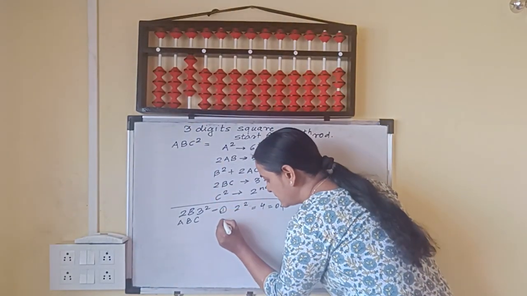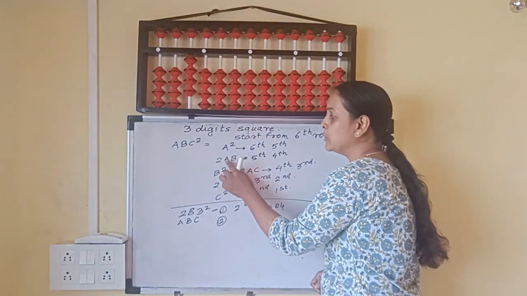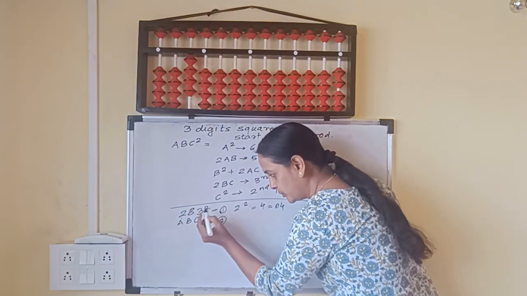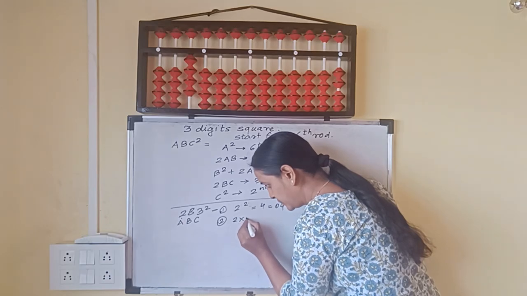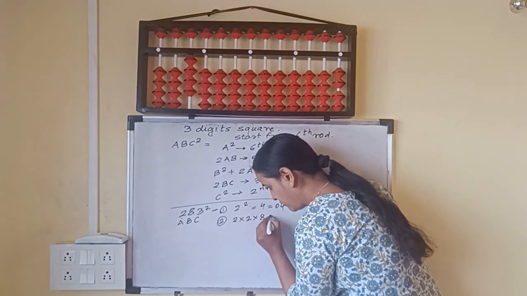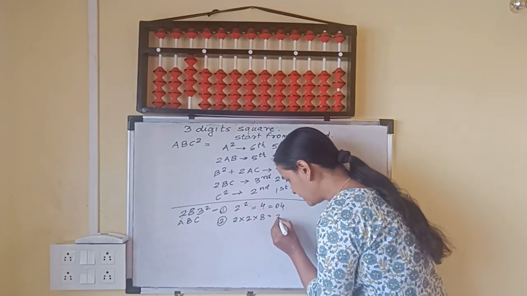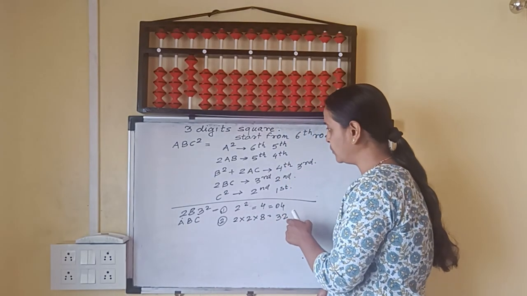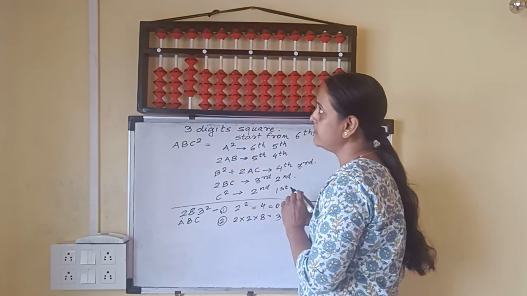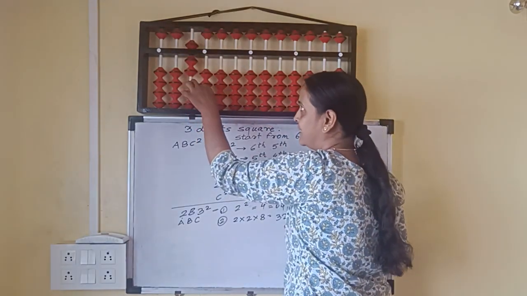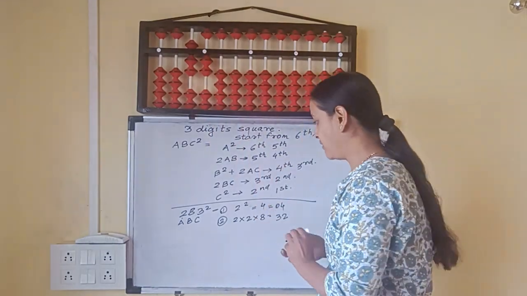Now the second step is 2AB, that is 2 into 2 into 8. What will be the answer? 2 into 2 is 4, 4 into 8 is 32. So we add 32 on the fifth and fourth rod. We go to the fifth rod, add 30 on that rod and 2 on the next rod.